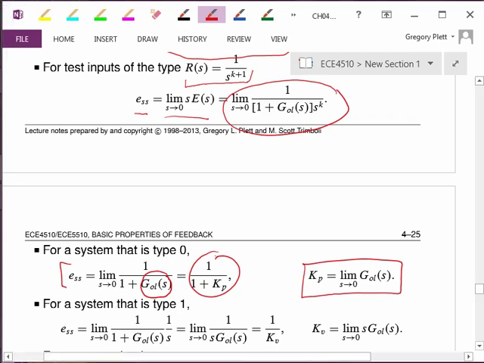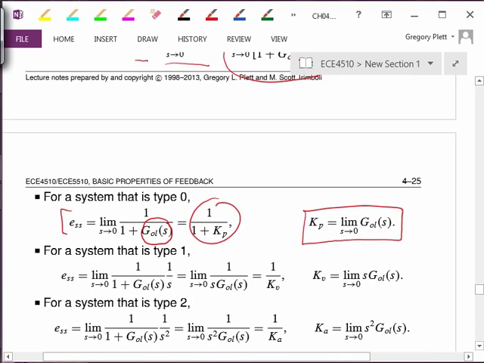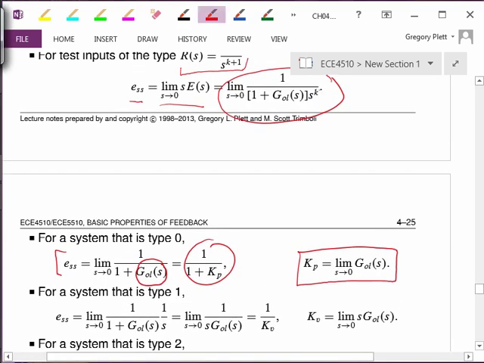For a system that is type 0, if I try higher order inputs like ramps and parabolas, then the error will be infinite. So this is the error to a unit step. For a system that is type 1, if I put in a unit step, I will get 0 error, but when I put in a unit ramp, I need to evaluate this with k equal to 1 for system type 1. So I need to evaluate the limit as s goes to 0 of 1 over 1 plus G of s, all multiplied by 1 over s.